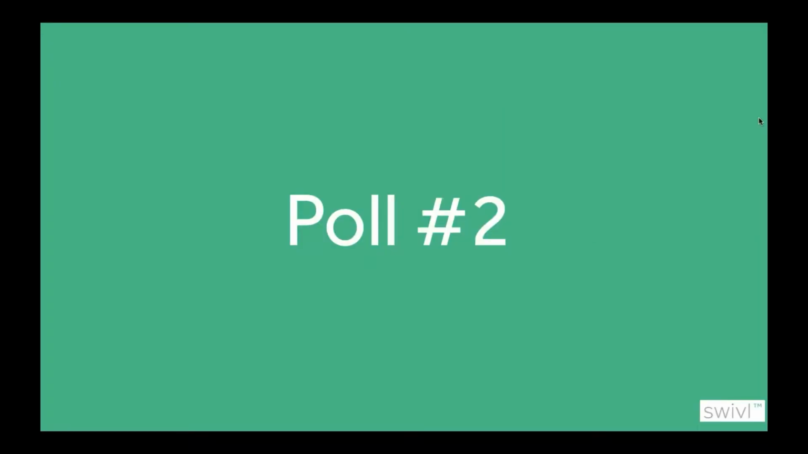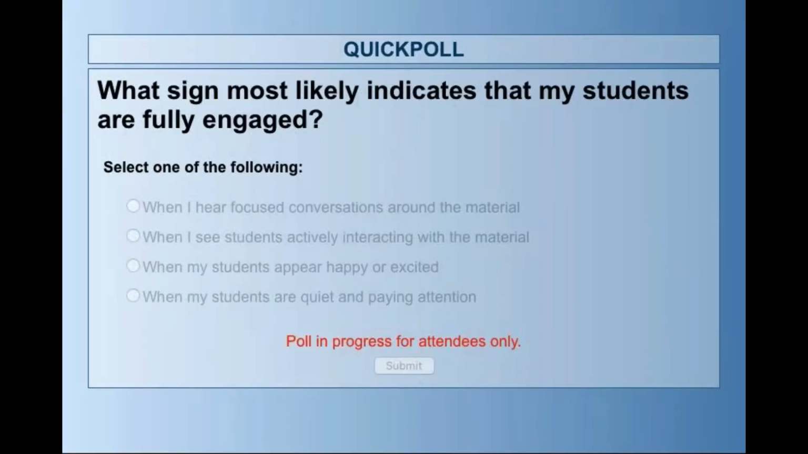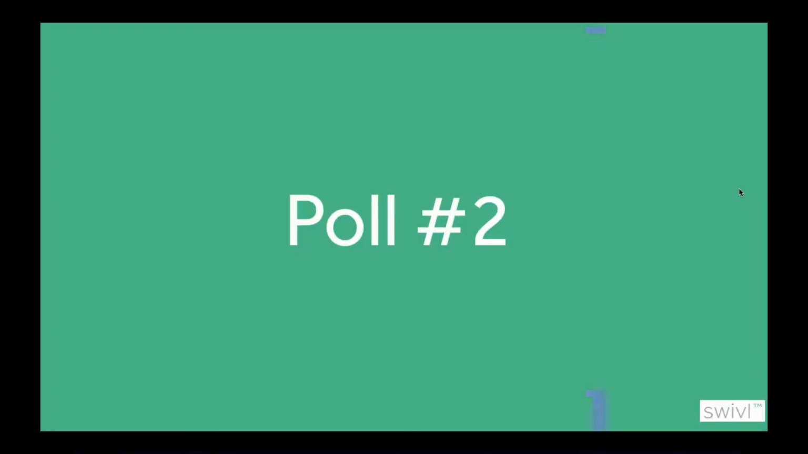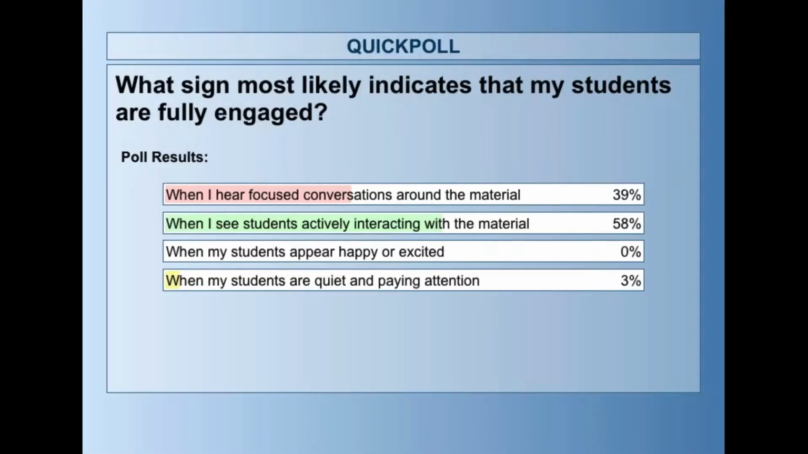I have another poll. I want to know about how you know your students are engaged in class. So what is the sign that most likely indicates that students are engaged in your class? All right. So majority of you voted, and lots of you said that when you see students actively interacting with the material, you know that they're engaged. And then a lot of you also said when you can hear focused conversations around the material. So what if you got the opportunity to do both? That's what dual camera is all about. Let's continue and I'll show you how that happens.